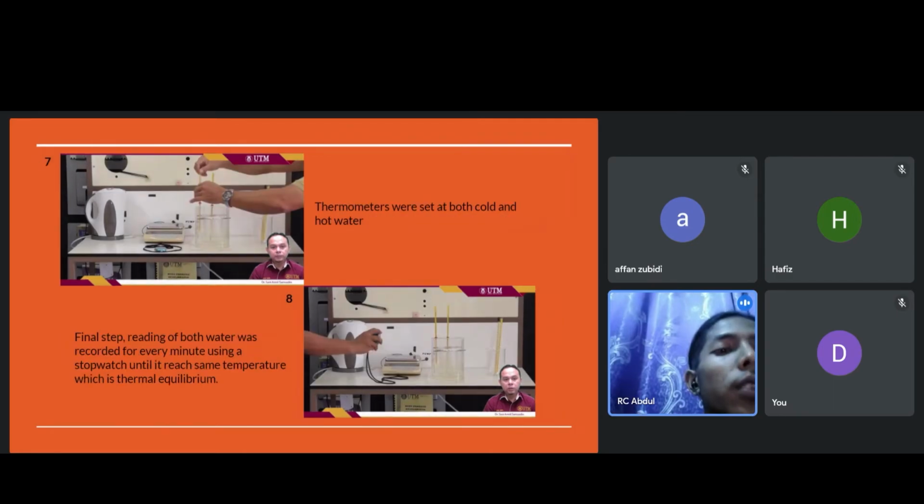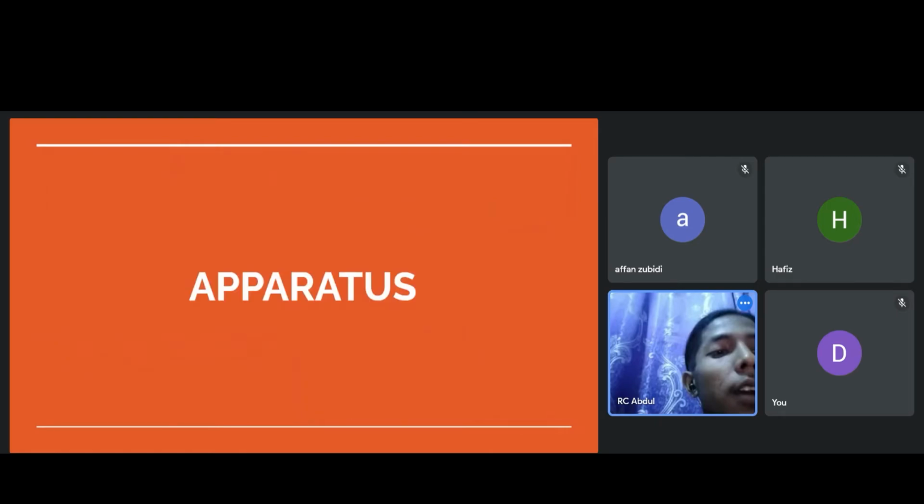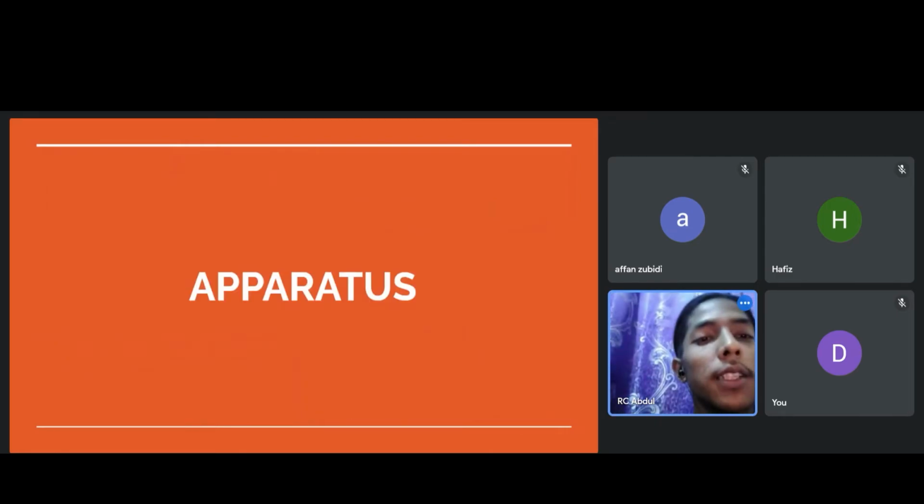And then, the thermometer was set at both the cool and hot water. For the final step, the reading of both waters was recorded every minute using a stopwatch until they reached the same temperature, which is what we call thermal equilibrium. Okay, I will pass to the next presenter.